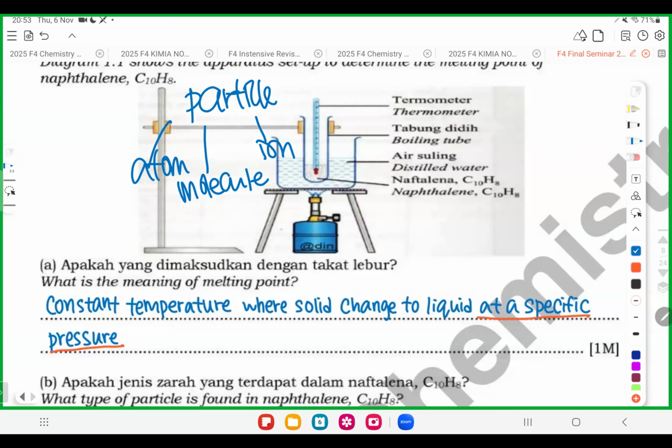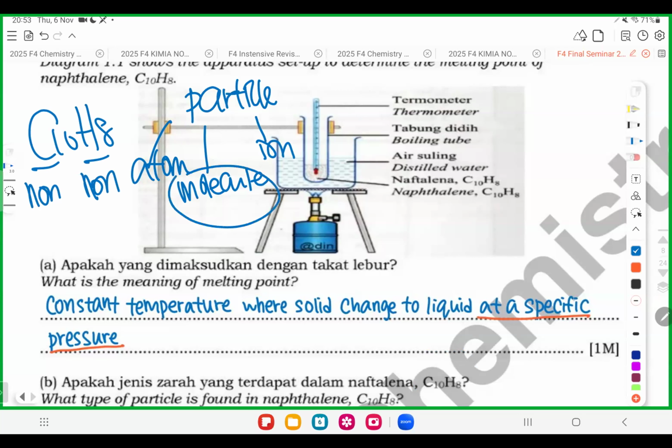So what particle is found in naphthalene? Naphthalene is C10H8. Okay, I will teach you two methods to figure out what particle you have. First method, C10H8. This is made from carbon and hydrogen. Carbon is a non-metal, hydrogen is a non-metal. When non-metal and non-metal combine together, it is a molecule.